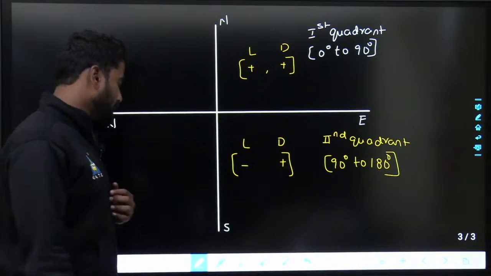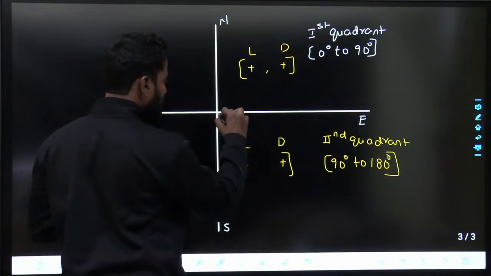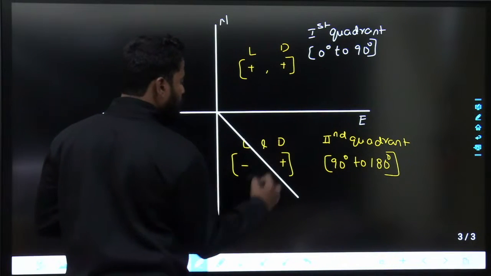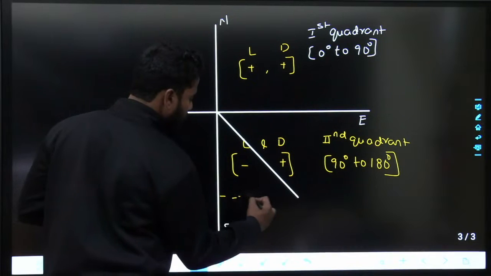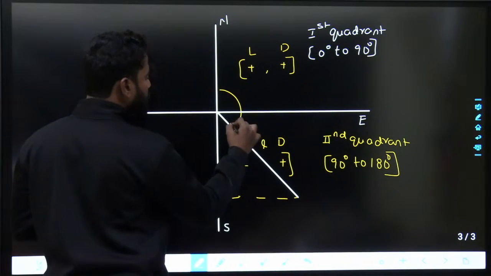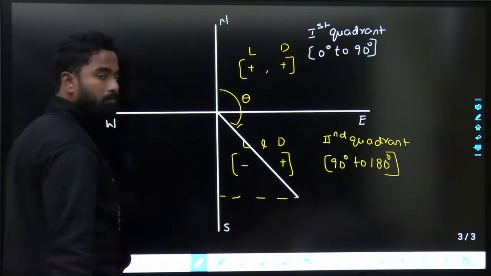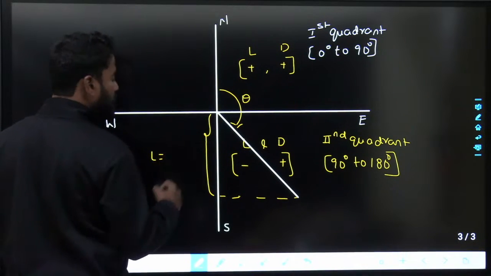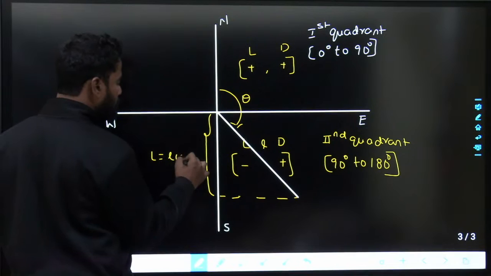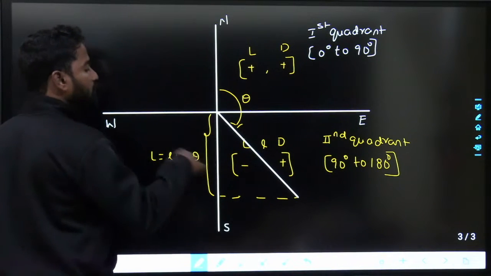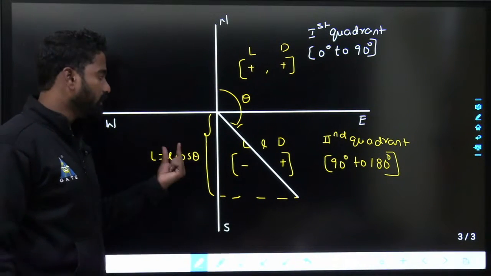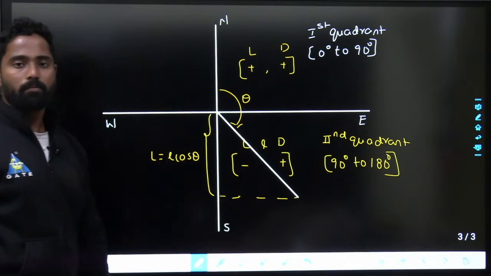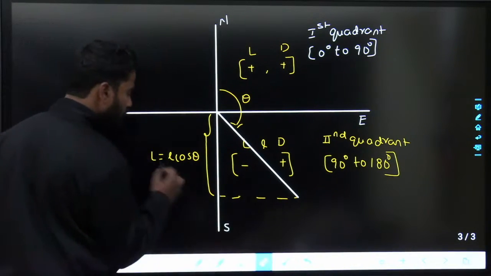Fine. Indirectly, what this means is the line is in the second quadrant, and the bearing would be this one. Fine. So this value is latitude. If I take this as the latitude, latitude would be equal to L cos theta, that is negative. Generally in the second quadrant latitude is negative, departure is positive. Fine.